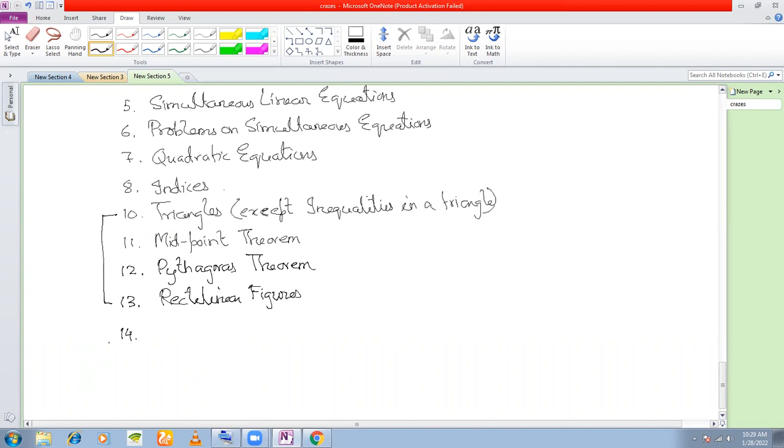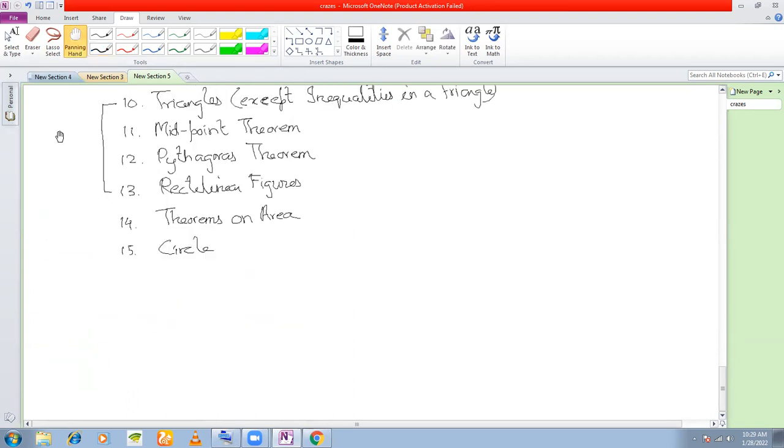Next is theorems on area. Whatever problems I have discussed, that will be sufficient for you. Theorems on area. Circles. All the theorems are there. Whatever problems I have discussed, go through them. Mensuration.